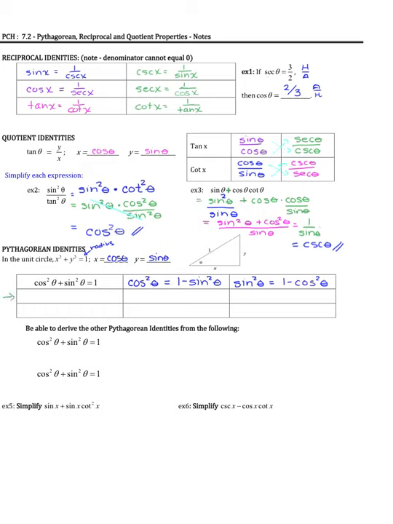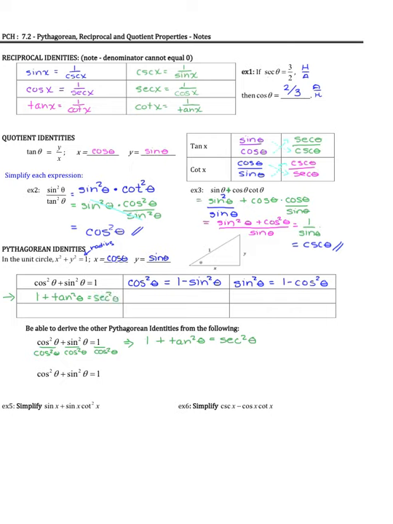So this first one, I have them written down here below. We have cosine squared plus sine squared equals 1. I'm going to divide every single term by cosine squared. So when you simplify this out, you get 1 plus sine squared over cosine squared, which is tangent squared, and that equals 1 over cosine squared, which is secant squared. So we have the identity that 1 plus tangent squared theta equals secant squared theta.